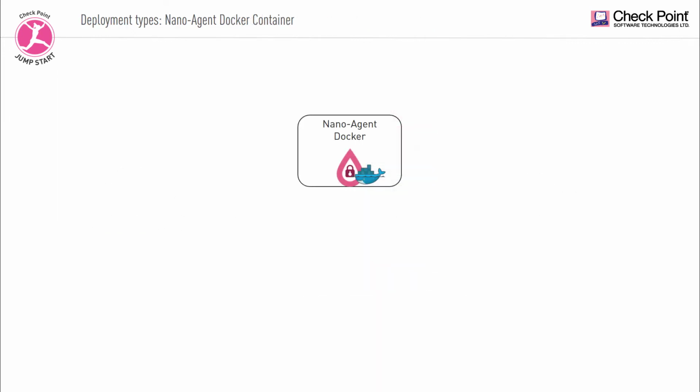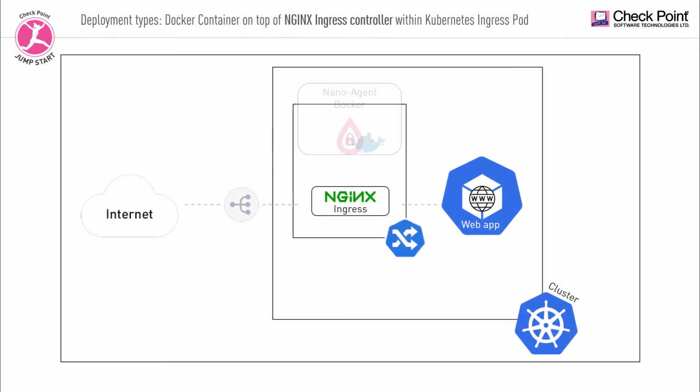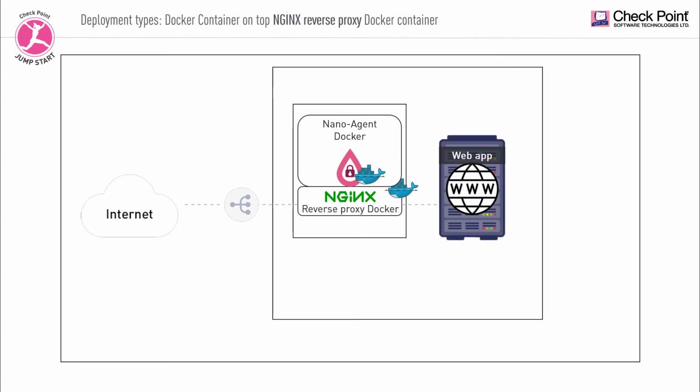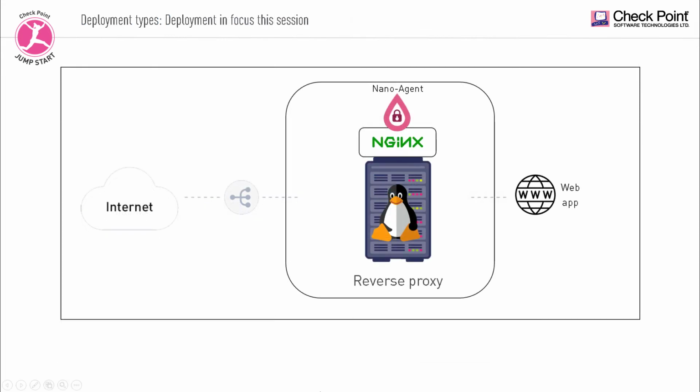Alternatively, AppSec can be deployed as a nano agent Docker container, either on top of an Nginx ingress controller within a Kubernetes ingress pod, or on top of an Nginx reverse proxy Docker container. These solutions are also deployed in front of the web application to be protected. For the sake of simplicity, we'll focus this session on deploying AppSec as an embedded nano agent on top of a Linux machine running an Nginx reverse proxy.